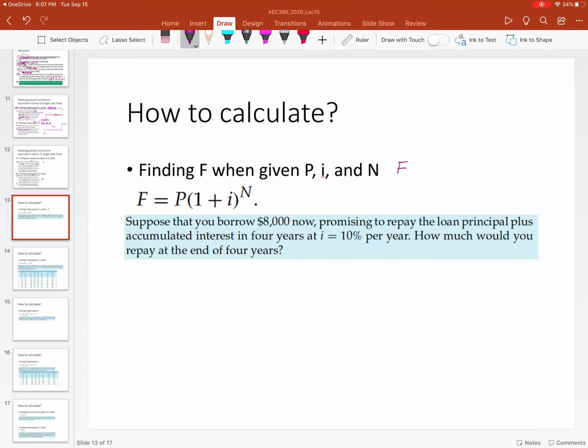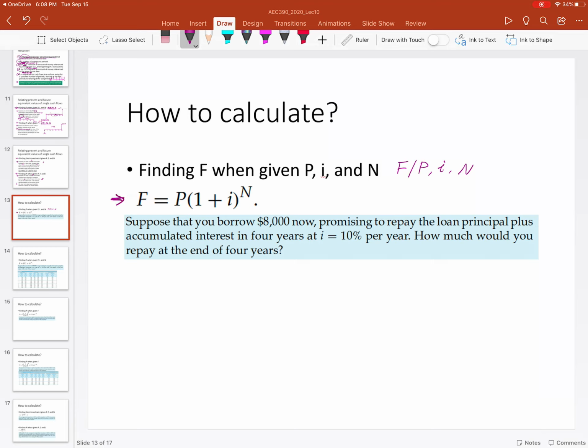Do you still remember how to write that term? Finding F, so F is the first letter, angled line, given what? P, I, and N. That's it. Okay, so practice this please because you're going to use that term later. All right, so don't worry, you don't have to do it manually.